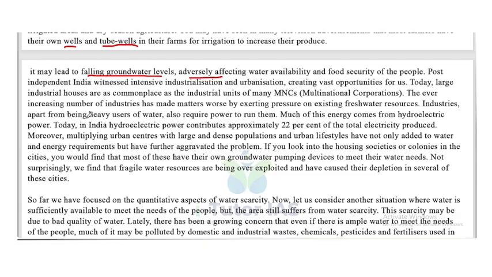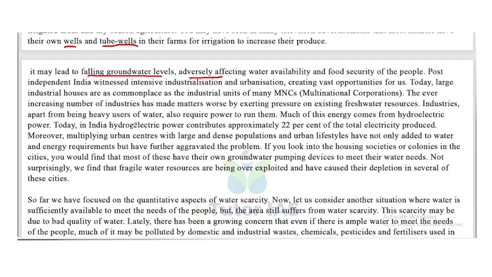Industries, apart from being heavy users of water, also require power to run them. Much of this energy comes from hydroelectric power. What is hydroelectric power? It's the power generation by the help of water.